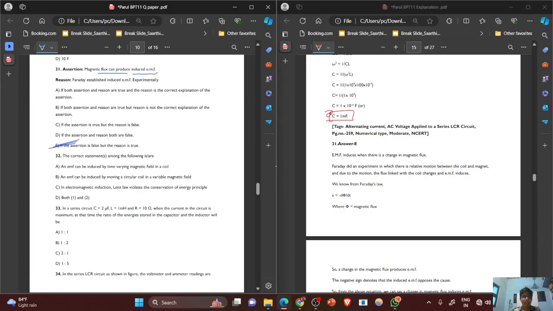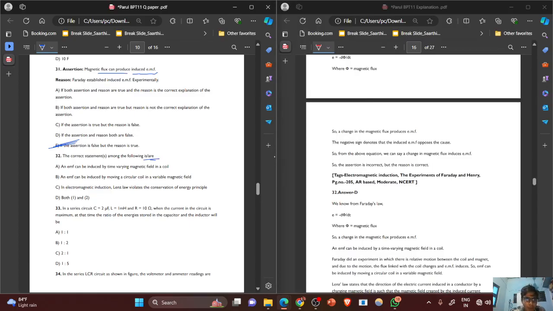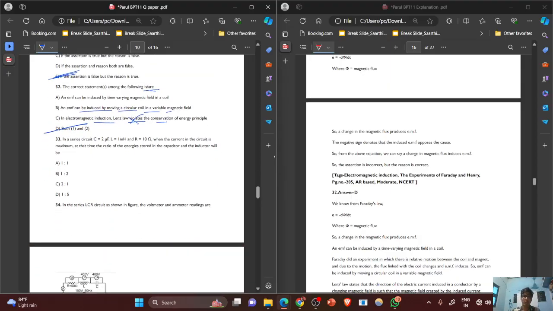Moving ahead, which of the following statements is or are false? The EMF can be produced by a time varying magnetic field in the coil. Yeah, it can be produced. The EMF can be induced by moving a circular loop. Yeah, it can be produced. Lenz's law in electromagnetic induction is supposed to be the law of conservation of energy. So option D is the correct answer. It's again a theoretical question.